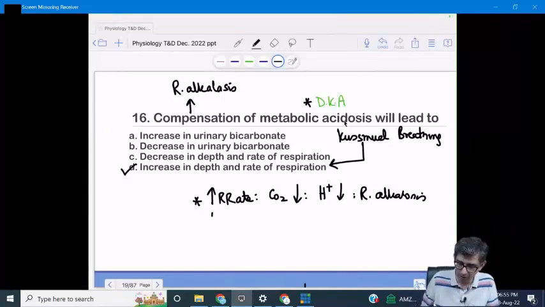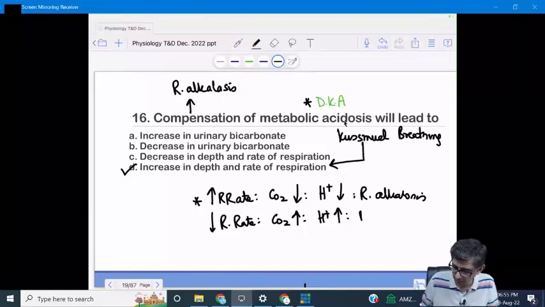On the other hand, if a person is having a decrease in respiratory rate, then carbon dioxide will rise, protons in the body will be more, and it will be causing a respiratory acidosis in the patient.